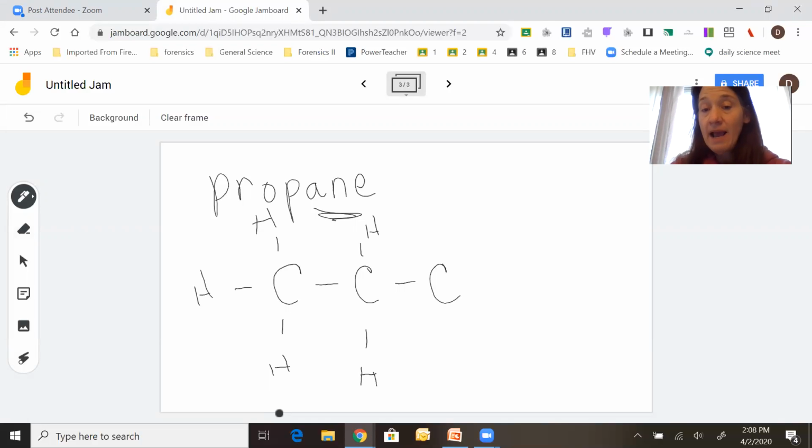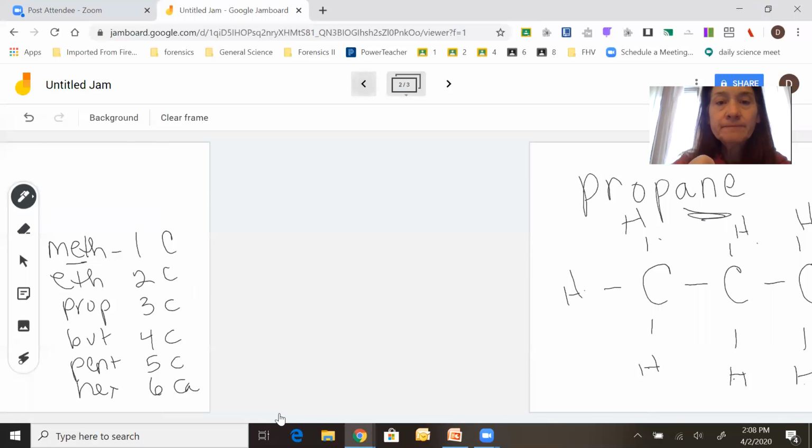This carbon has 1 bond. How many more bonds does it want? It wants 3 more. So here is your structural formula for propane. What is the molecular formula, the chemical formula? How many carbons? 3. And how many hydrogens? Let's count. 1, 2, 3, 4, 5, 6, 7, 8. There is your molecular formula for propane.